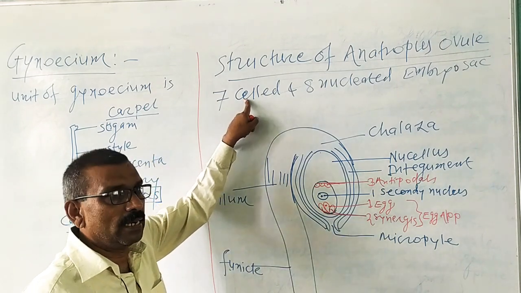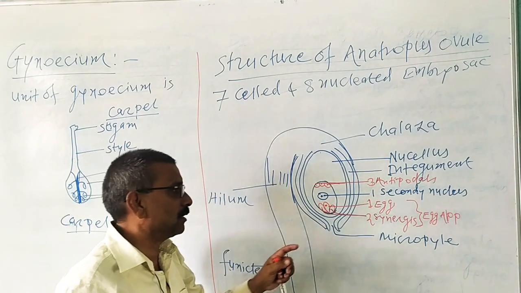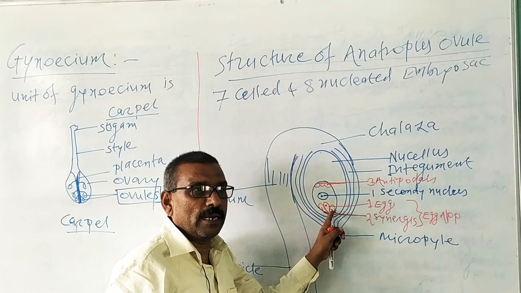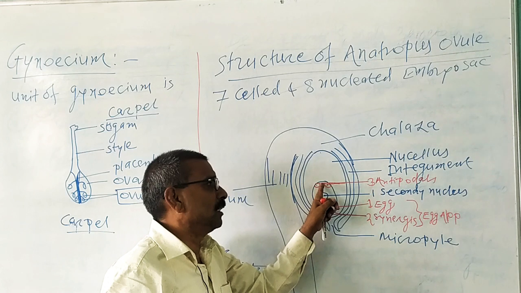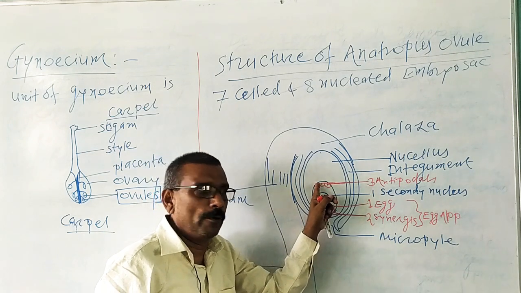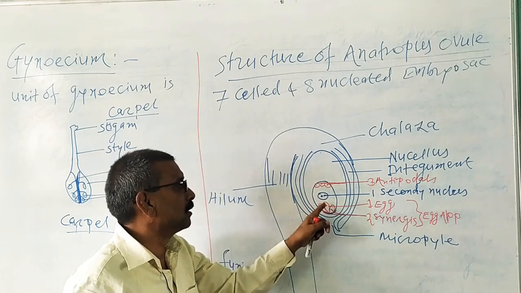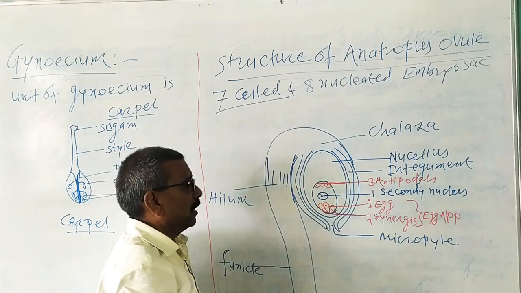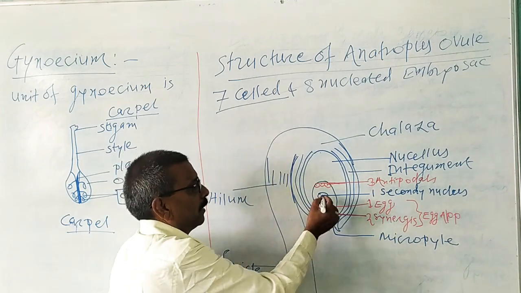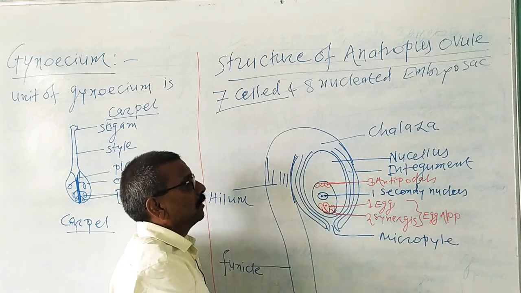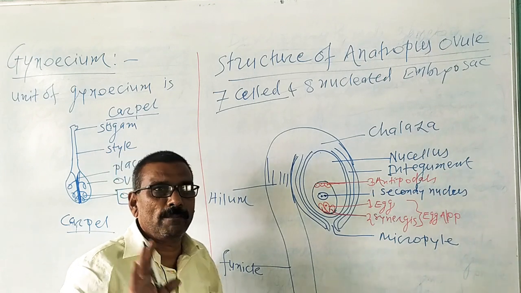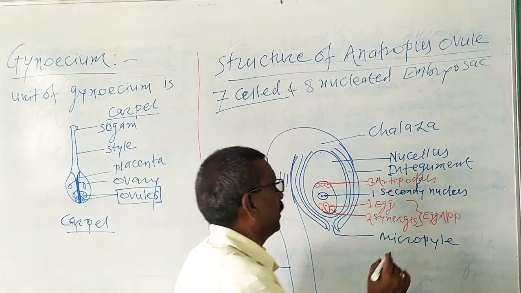which is 7-celled and 8-nucleated. Which are the 7 cells? Group of 3 cells towards the micropylar end, that is egg apparatus. Group of 3 cells towards the chalaza end, that is antipodals, that is 3 to 6, and the central cell, that is the 7th cell. That one is the 7th cell and 8 nuclei. This central cell contains 2 nuclei. Thus, embryo sac or female gametophyte of angiospermic plant is 7-celled and 8-nucleated.